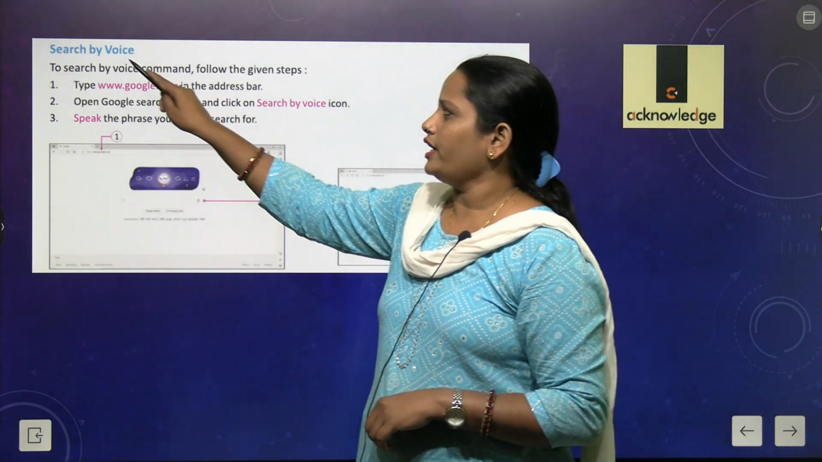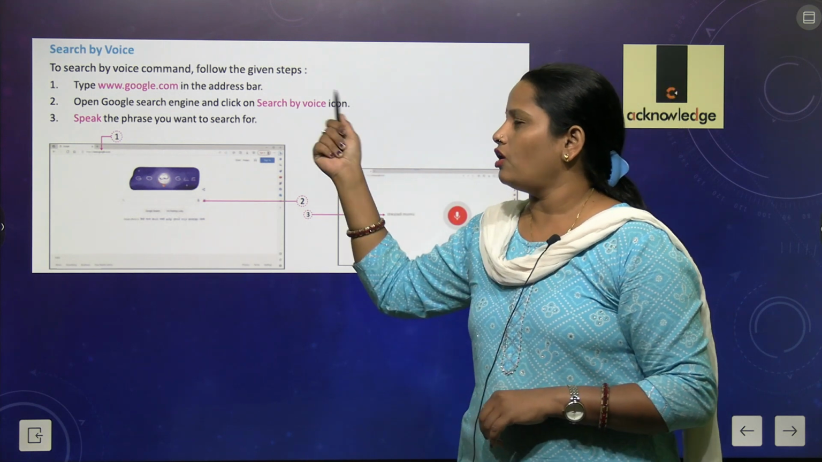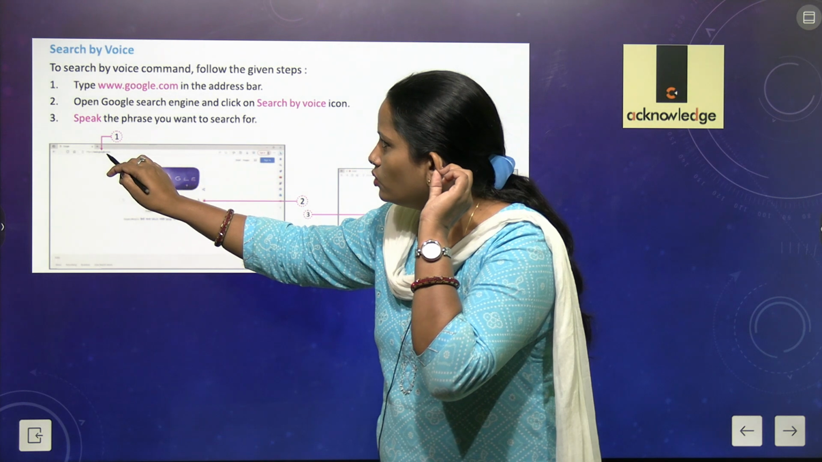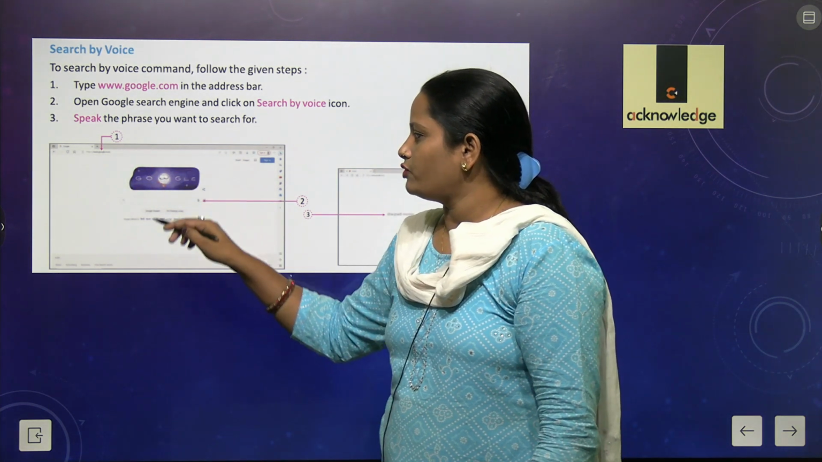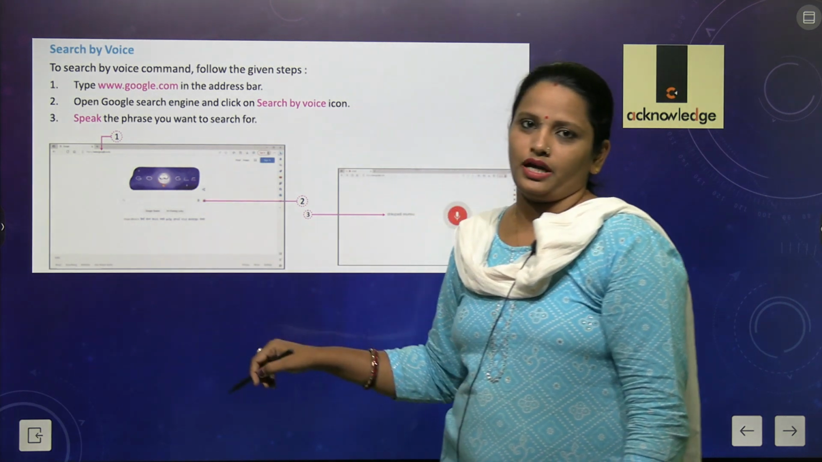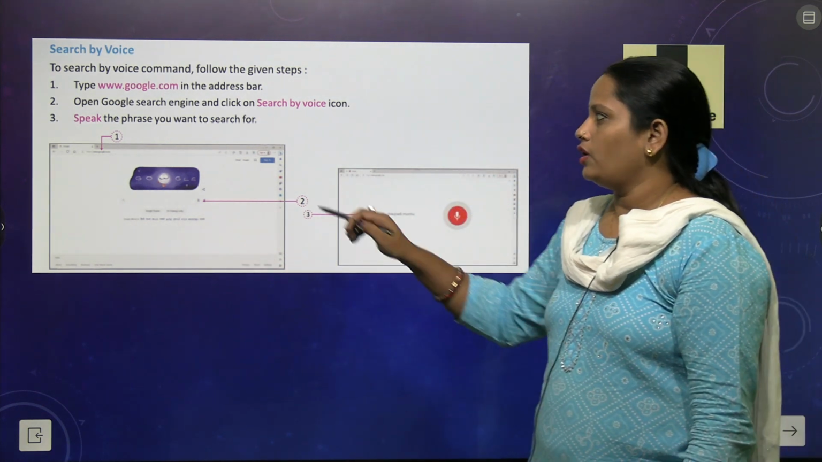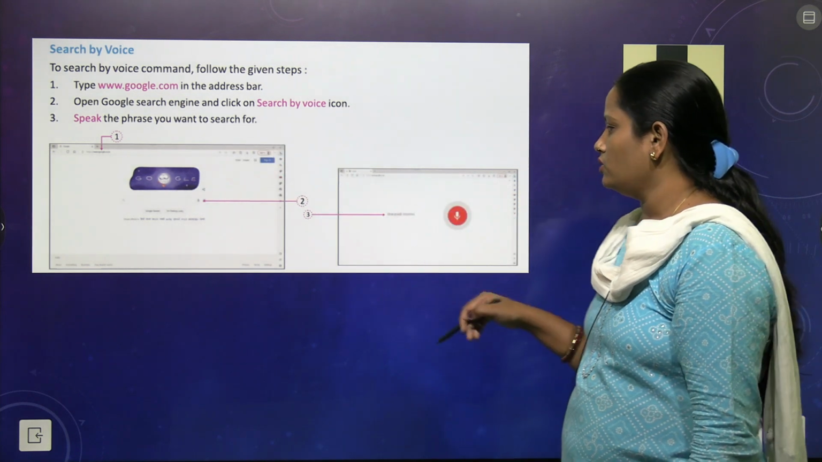Okay. Another way is we can search by voice. To search by voice command, these steps can be followed. Here we can see we have typed google.com in the address bar, and this screen comes in front of us. In this, we can see a mic. We have to just click on this mic button, and on clicking this, we can speak the phrase we want to search.